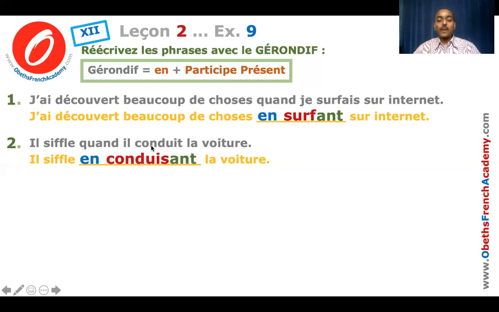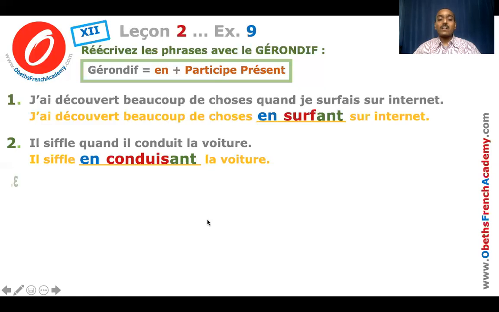So put the verb conduire in the gérondel. How? By putting the expression en in front and getting the present participle by going to the nous form of the present tense, removing ons and adding ant. So finally you will get il siffle en conduisant la voiture. He is whistling while driving the car.